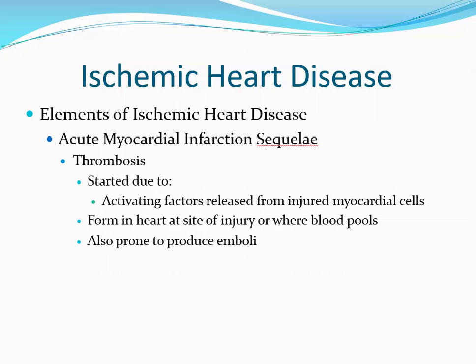Another complication are thrombi. These are started due to activating factors released from the injured myocardial cells. They will form in the heart at the site of injury or wherever blood pools in the weakly contracting chambers. These are also prone to producing emboli.